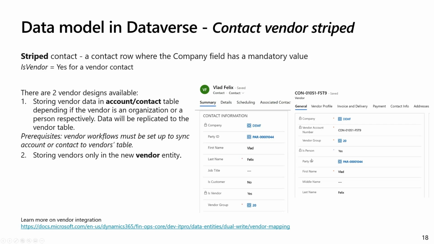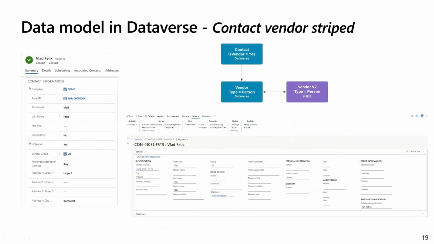In the print screen here, we can see the vendor contact created in the contact entity, and then also the Dataverse vendor entity where the data was replicated. This corresponds to vendor design number 1. We also have a table map available with vendor on the Dataverse side with filter type equals person, and vendor v2 on the FNO side with the same filter.